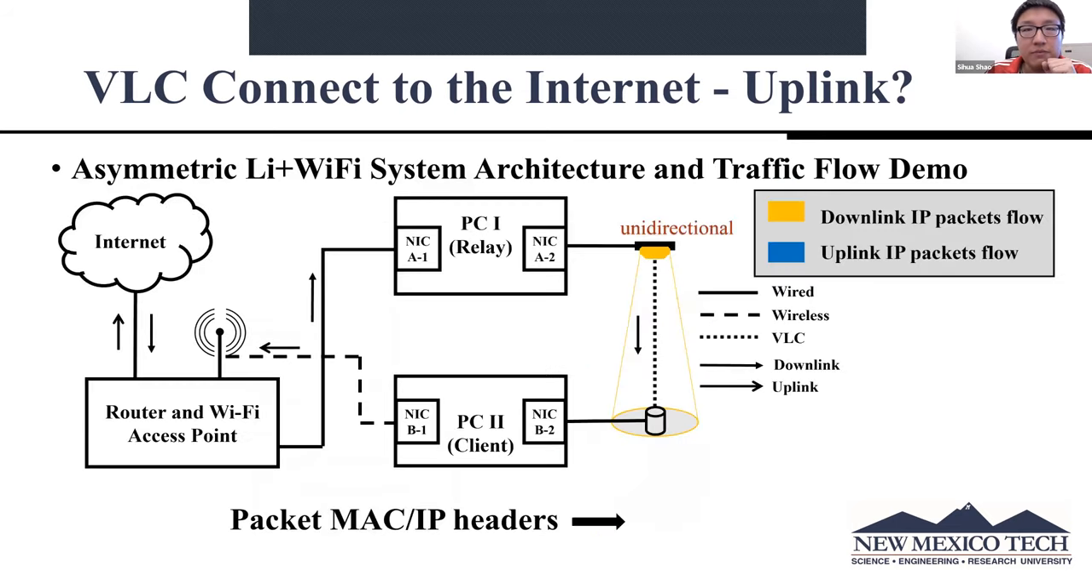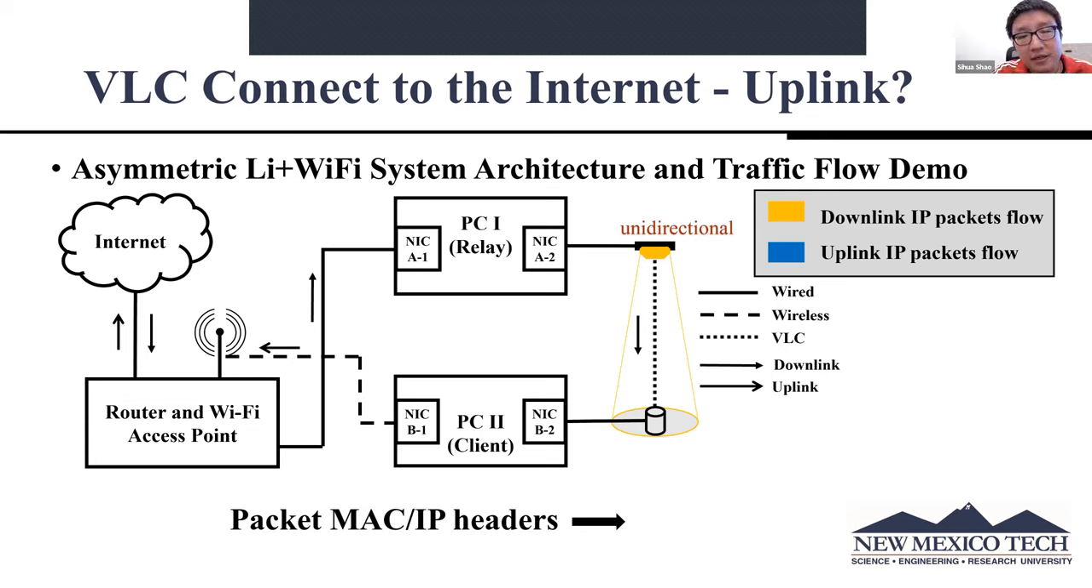Now we use a diagram to explain the traffic flow of this setting. We call it an asymmetric Li-Fi Wi-Fi system. Li-Fi is another term for visible light communication. It comes from the University of Edinburgh. Dr. Haas proposed this Li-Fi term back in 2012 in a TED presentation. So, the asymmetric Li-Fi Wi-Fi system.